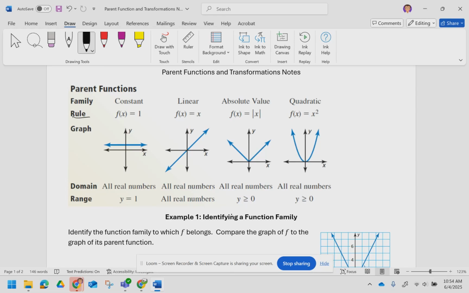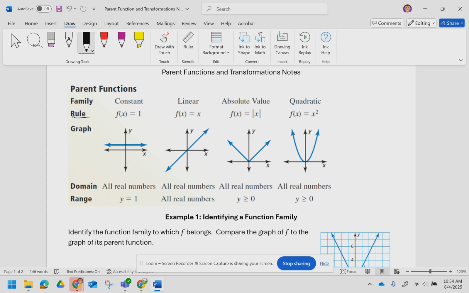The absolute value family function. Its parent or rule is going to be f of x is equal to absolute value of x. We notice that the absolute value family forms these V-shaped functions where the domain, x can be any real number. The range is limited, though. Notice how we never go below 0 in y, so y has to be greater than or equal to 0.